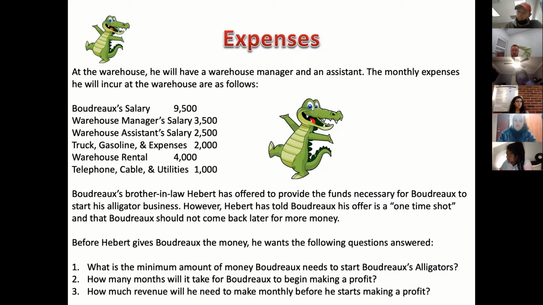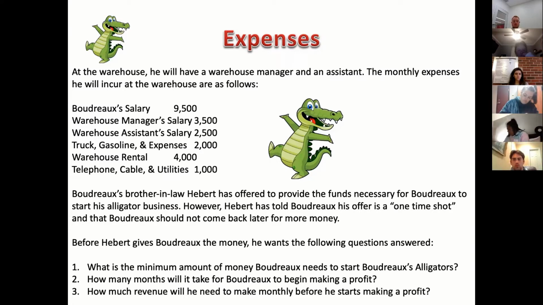is his expenses. These are his fixed costs. He's going to pay himself a salary, a warehouse manager, a warehouse assistant. Oh, by the way, he's got some truck gasoline expenses, a warehouse rental, telephone, cable, and TVs.